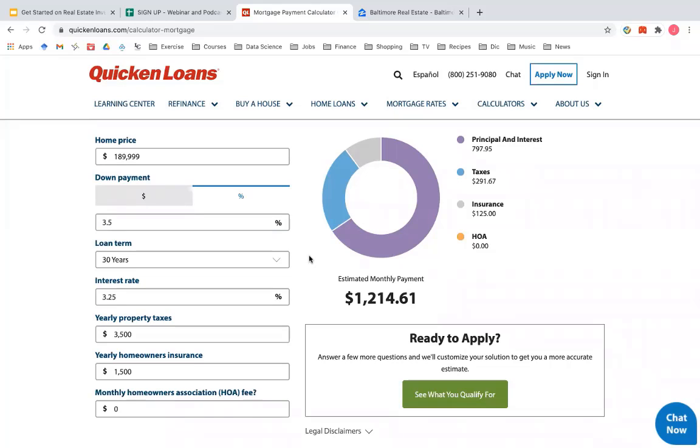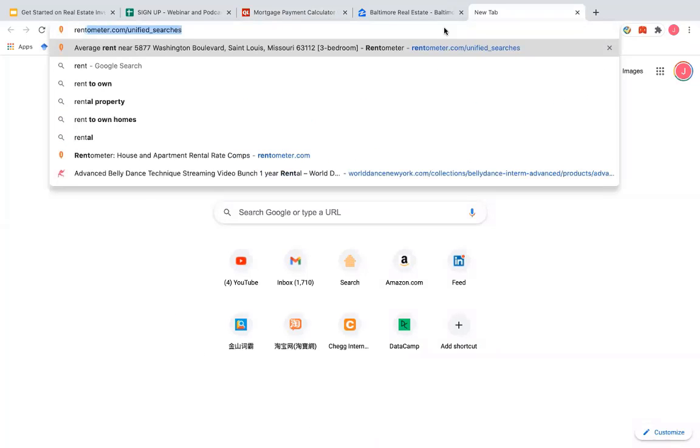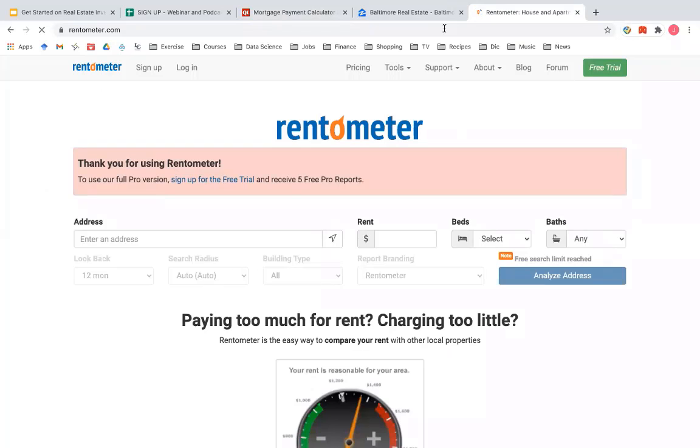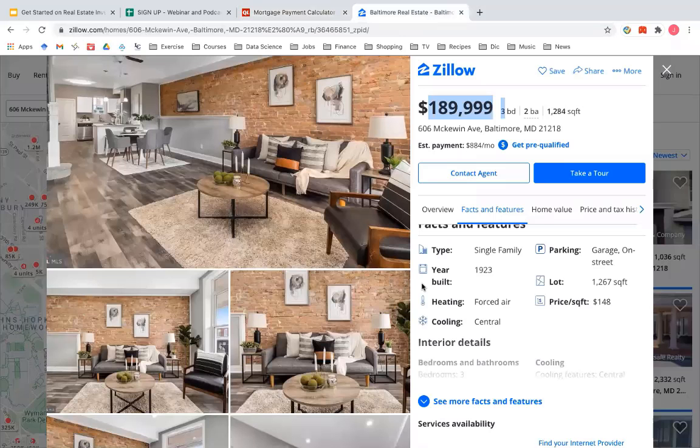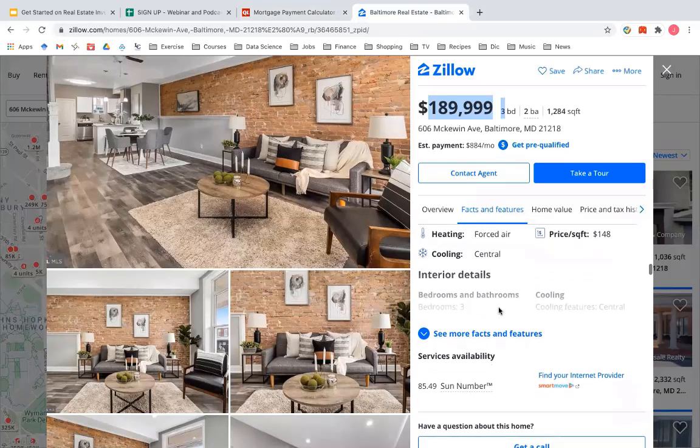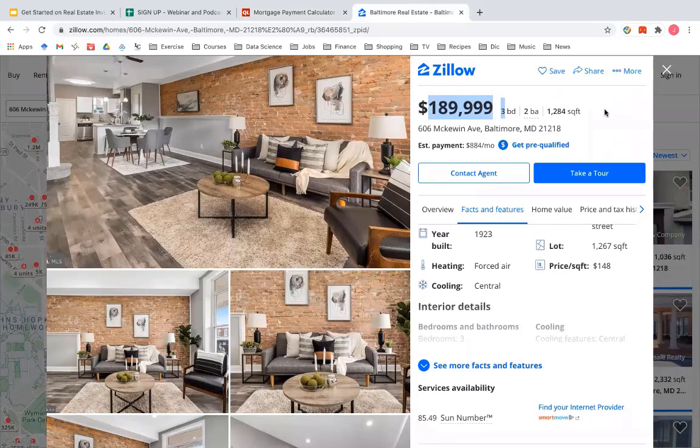The next thing we'll do is make another tab and go to rentometer.com, and hopefully they allow us to do it. I'll do it on my end too. Hey Julie, that property in Baltimore, how many bedrooms are there? It's a 3-bed, 2-bath. Okay, 3 bed.